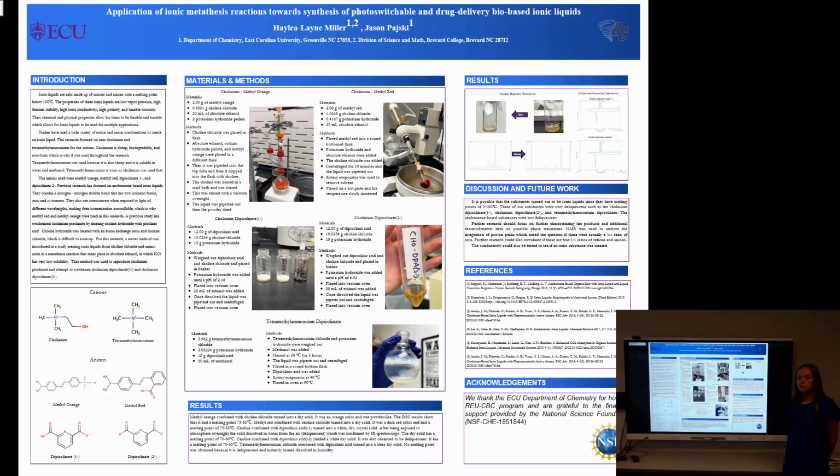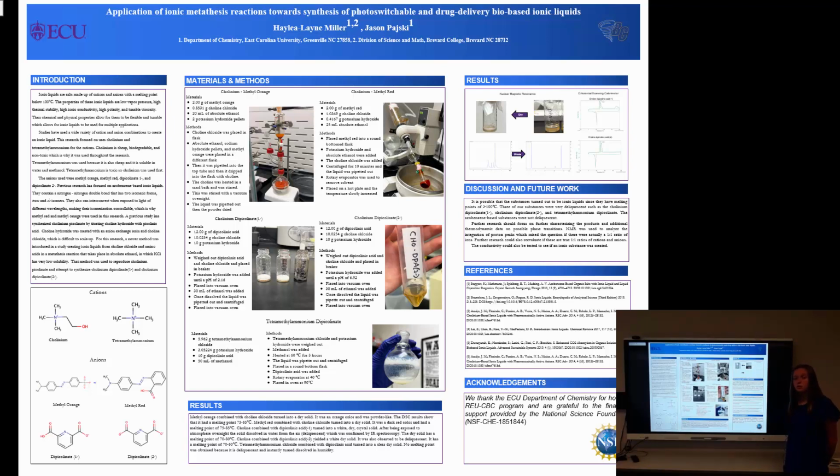So it is possible that the substances created were ionic liquids because they all had melting points of less than 100 degrees Celsius. However, it could be that the dipicolinic acid with choline and tetramethylammonium just absorbed moisture in the air, so it's not actually an ionic liquid. But there is a chance that the choline combined with methyl orange and methyl red did turn out to be an ionic liquid. So further research could focus on characterizing the products and additional thermodynamic data on possible phase transitions.